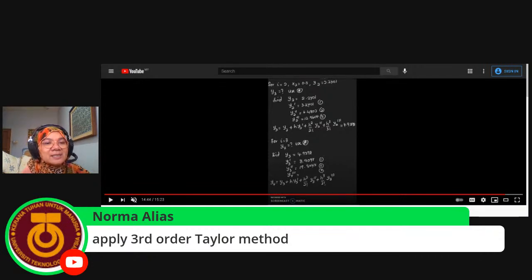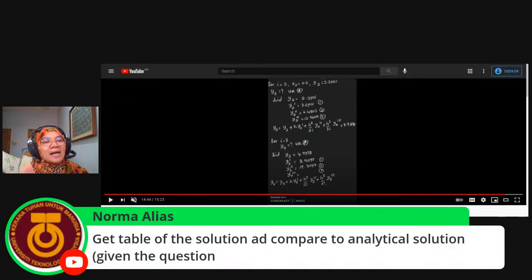Apply Taylor series. In our case, we are using third order Taylor series. Sometimes I use second order. We seldom use fourth order Taylor series because it's equivalent to Runge-Kutta order 4. So now the last step is to transform all your solutions into a table and compare the approximation solution from Taylor series and the exact solution from the analytical solution that we give you in the question.